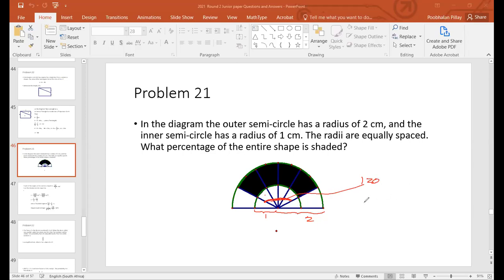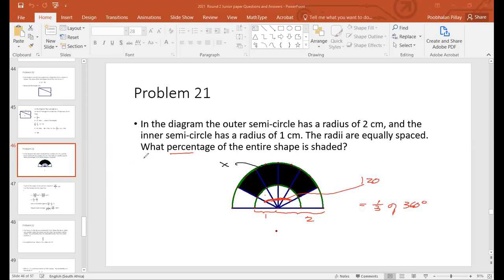But 120 degrees is 1/3 of the full revolution. Why do I say that? Because if I want to calculate this darkened area, let's give a name to it. That's what percentage of the shape is shaded. Okay, give a name to the shaded area. Shaded area is X.